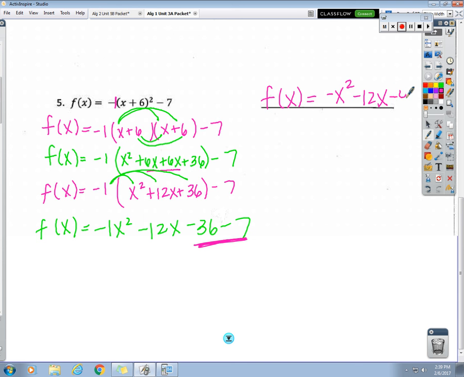negative 43. Okay, and then if you're not sure if it's right, you type both equations in and you check it.